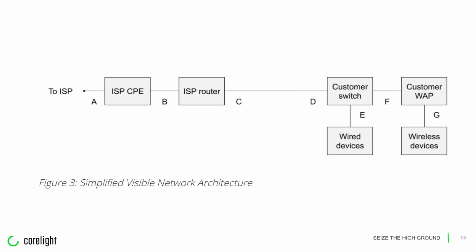It is possible to simplify that diagram a little bit. So I did pull out one of the devices. So essentially locations C and D are the same in this because they're on the same segment.